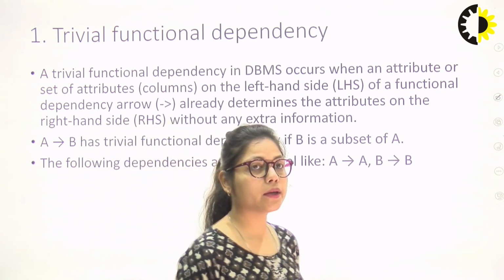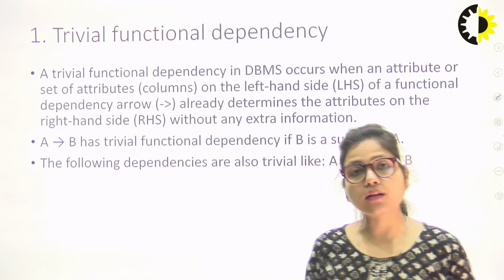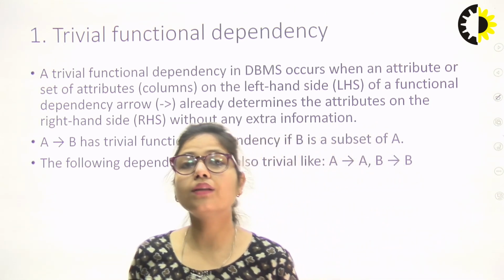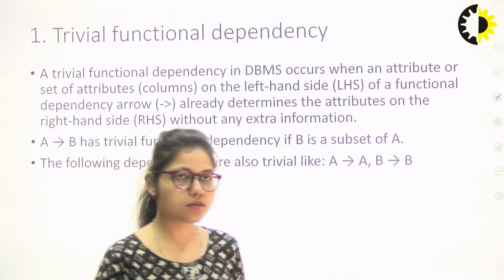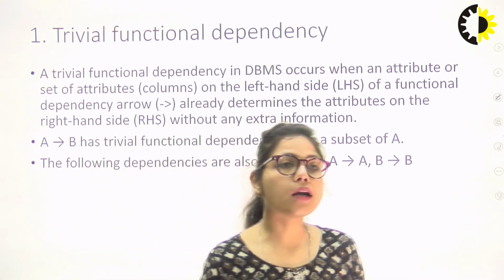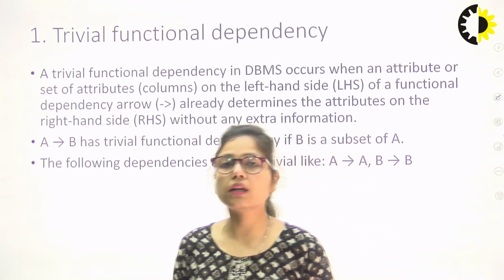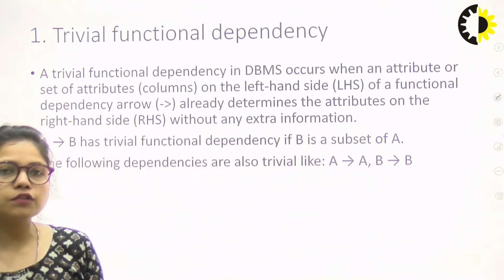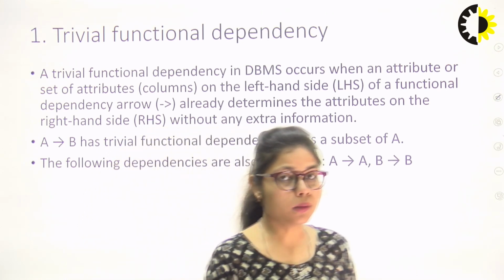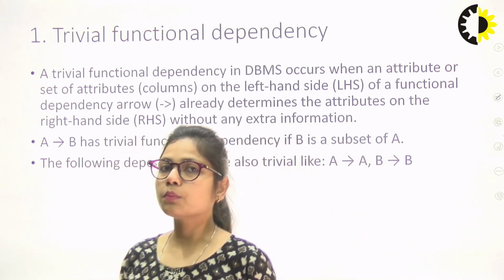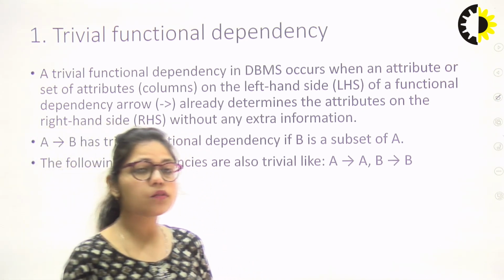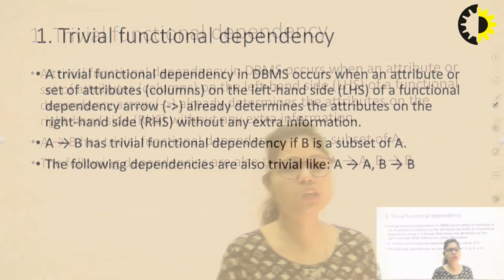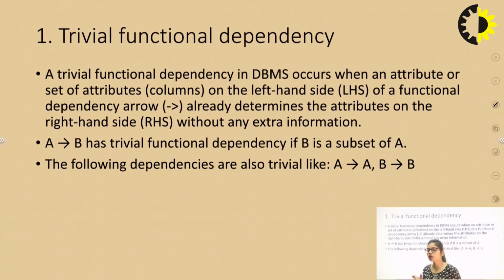A trivial functional dependency in DBMS occurs when an attribute or a set of attributes on the left-hand side of a functional dependency already determine the attribute on the right-hand side without any extra information. For example, if I have a dependency A determines B, then the next functional dependency is B determines B. This is known as a trivial functional dependency. Basically, we do not need to do extra efforts for finding that particular attribute, because A is already determining B and B derives itself in this scenario. This is called the trivial functional dependency.